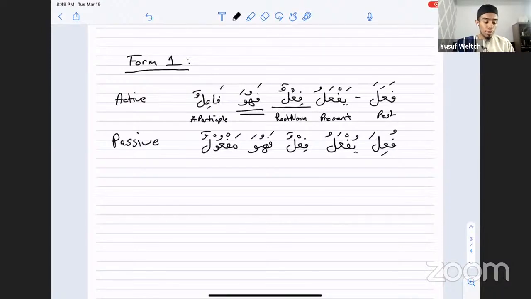All right, so for form 1, you can change the letters. You can say daraba yadribu darban fahuwa daribun. That means to hit. Or duriba yudrabu darban fahuwa madrubun.